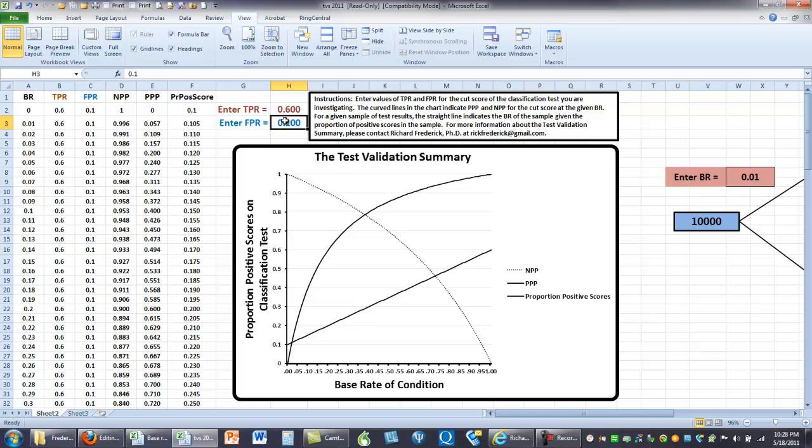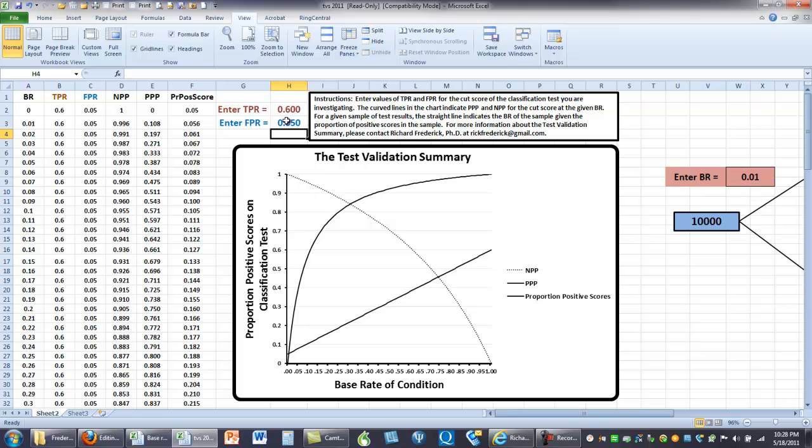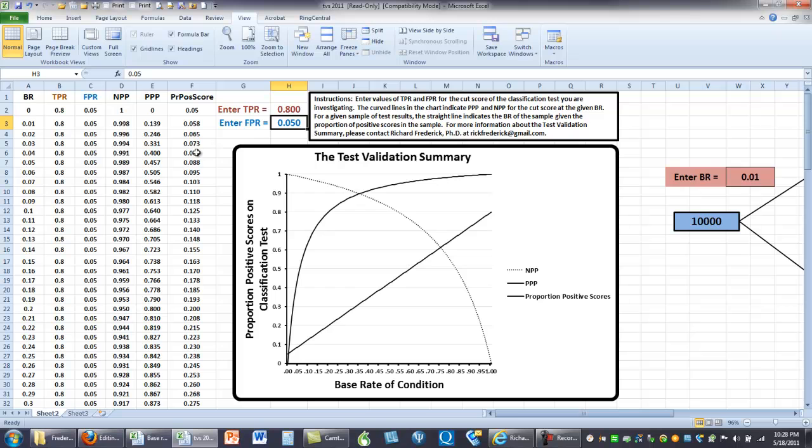Okay, let's do another one. Let's bring the false positive rate down some. And let's bring this up to 80%. Now, let's once again say, okay, I have 15% positive scores in my sample. Well, with those better values, first of all, we see that your base rate is 13%. If you have a positive score now, in this sample, 70% chance that you have the condition. And if you get a negative score, 97% chance that you don't have the condition.